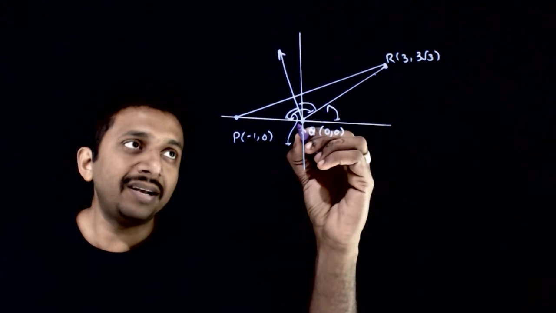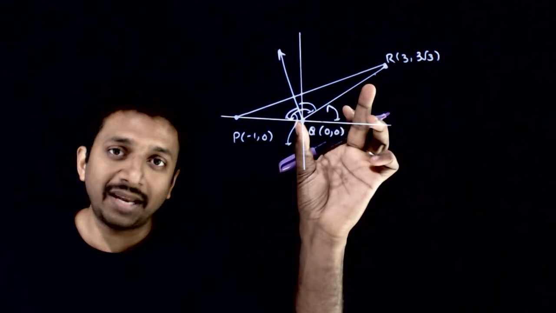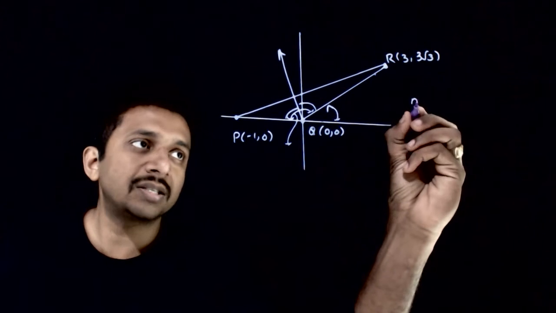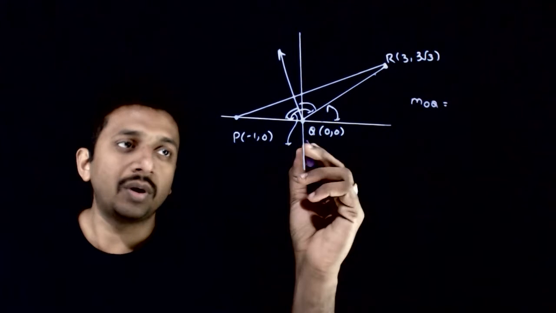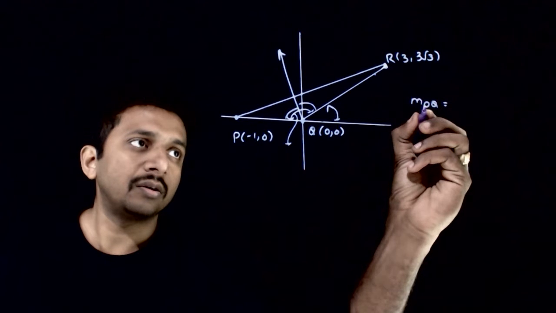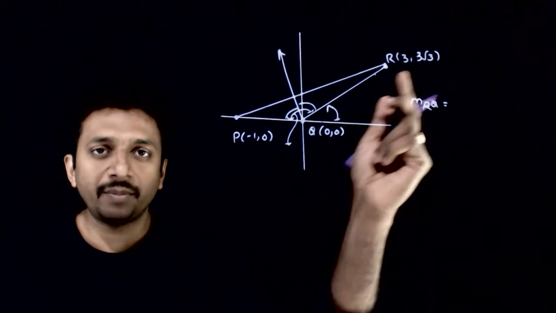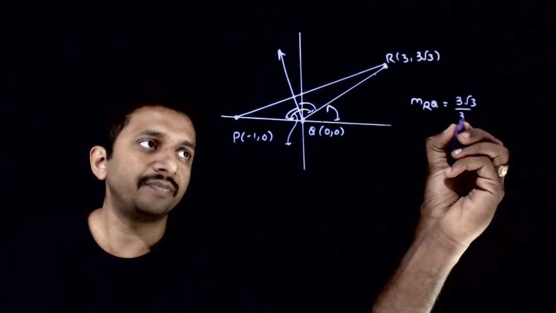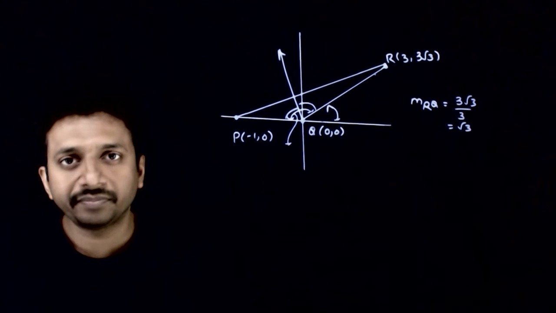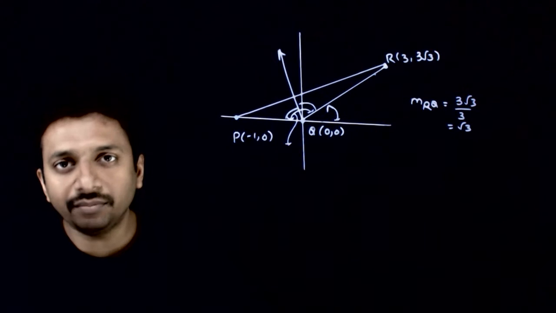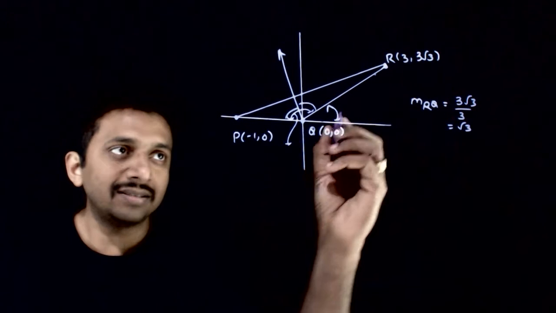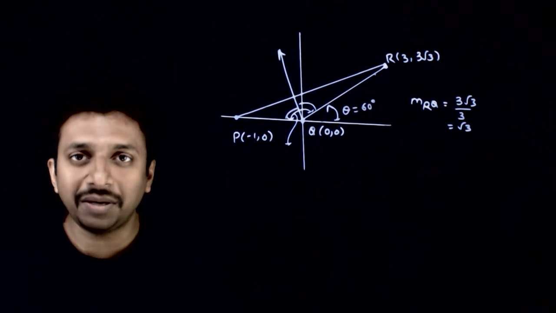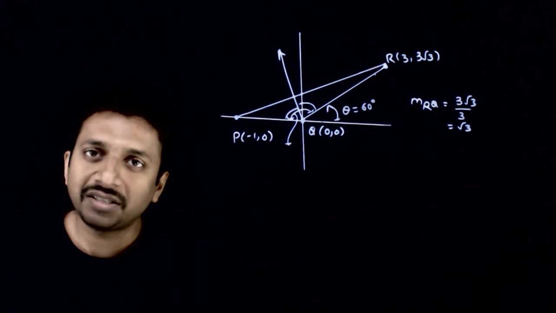So if you find the angle made by this line QR with x-axis, that can be found out by finding the slope of this. What is the slope of RQ? y2 minus y1 by x2 minus x1, that is 3 root 3 minus 0 by 3 minus 0. That is equal to root 3. The slope of this line is equal to root 3. Hence, this angle will be equal to 60 degrees, right? Because the slope is nothing but tan theta. So this angle is 60 degrees.